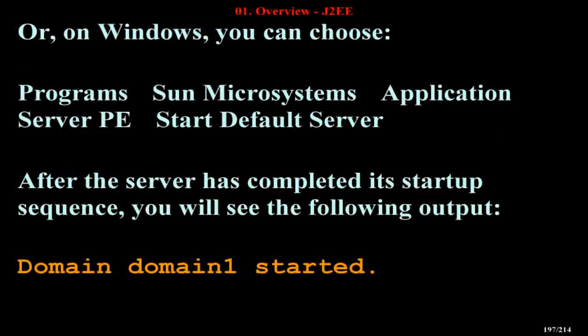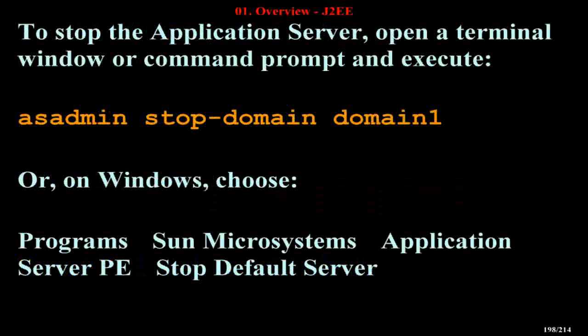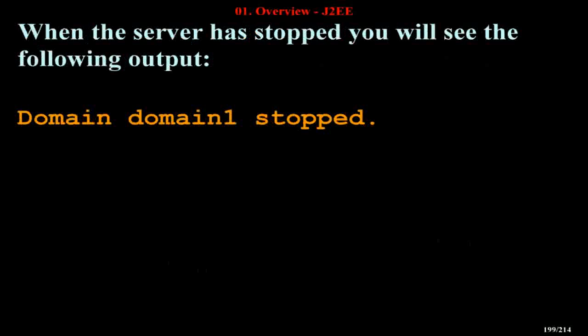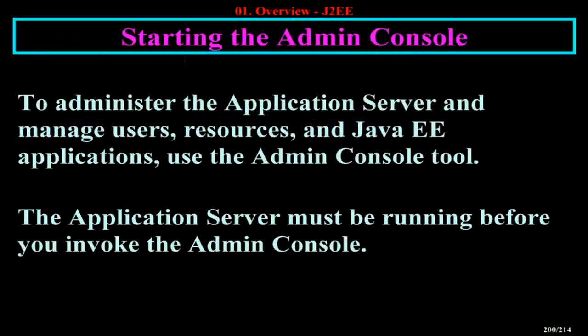After the server has completed its startup sequence, you will see the following output: Domain1 started. To stop the application server, open a terminal window or command prompt and execute asadmin stop-domain domain1, or, on Windows, choose Program Sun Microsystems Application Server PE, Stop Default Server. When the server has stopped, you will see the following output: Domain1 stopped.